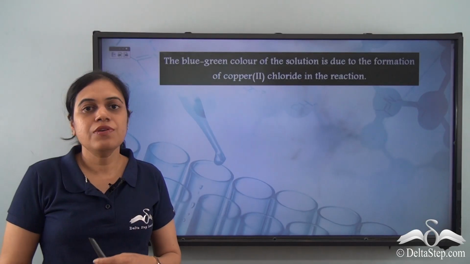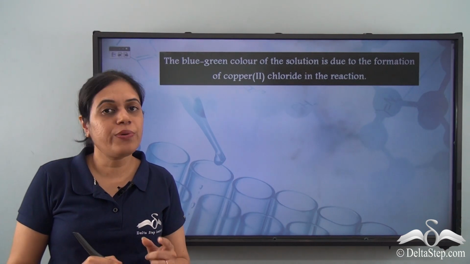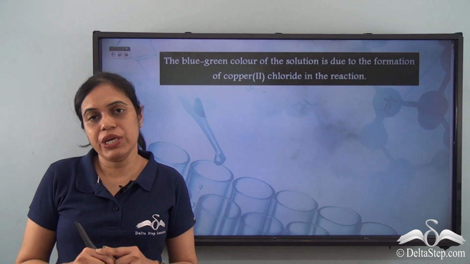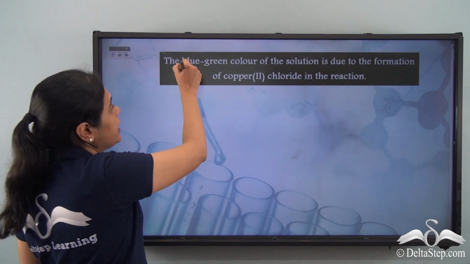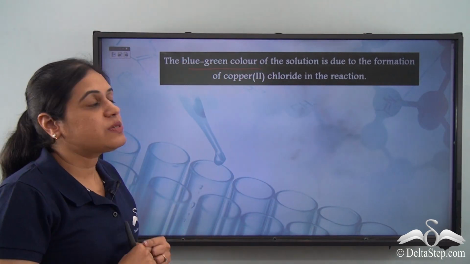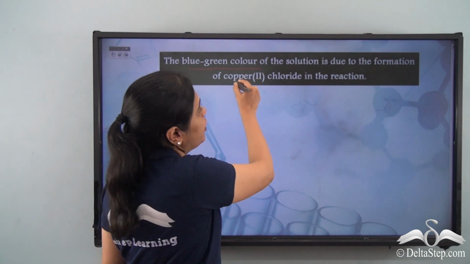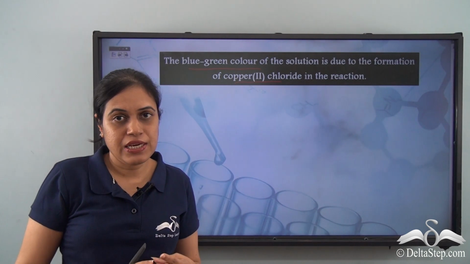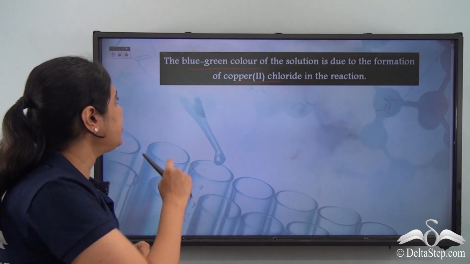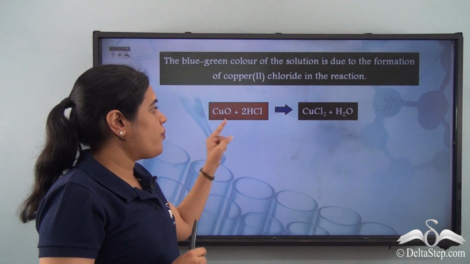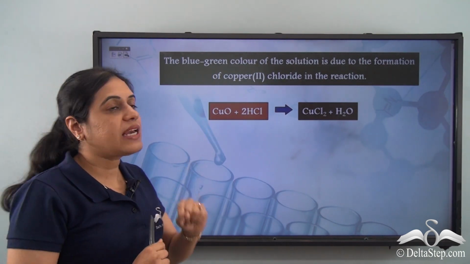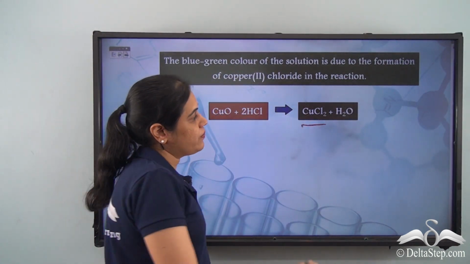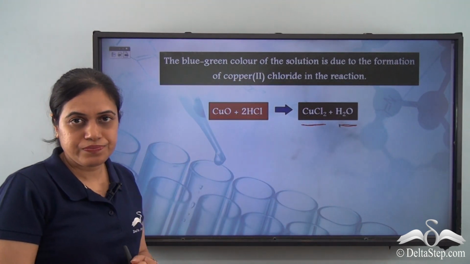So what did we observe? We observed that when we mix copper oxide with hydrochloric acid, the solution becomes blue-green in color. Now the blue-green color of the solution is because of the formation of copper chloride in the reaction. So when copper oxide and hydrochloric acid are mixed together, there is a chemical reaction taking place which forms copper chloride and water.